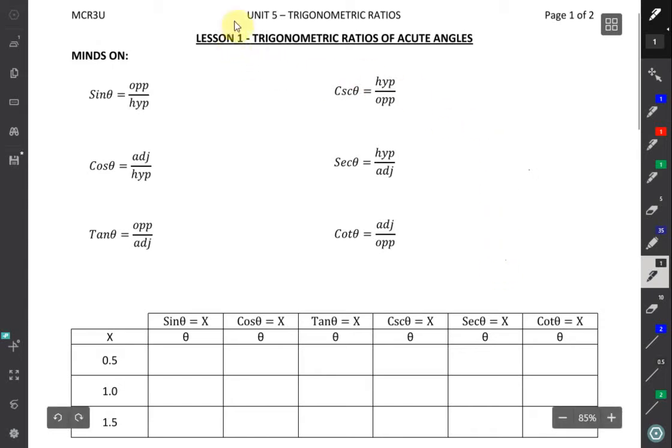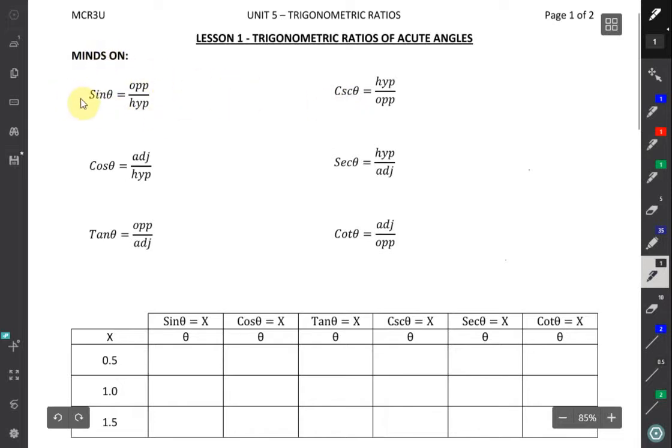We're now going to be looking at trigonometric ratios. This first lesson is about trigonometric ratios of acute angles. This is very much similar to what gets taught in grade 10. The only addition is that now you will become familiar with the reciprocal functions. And reciprocal functions are just what they are. Reciprocals are when you take a fraction and do 1 over that fraction, or basically invert it.